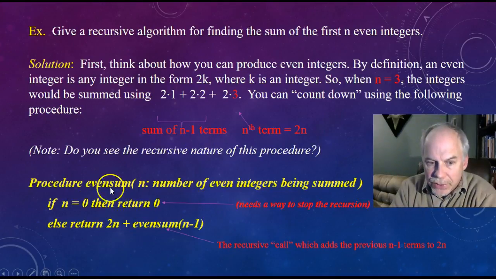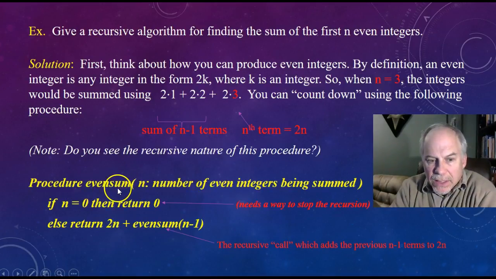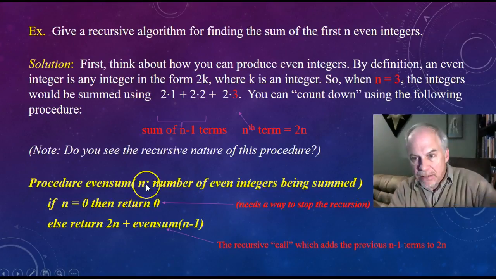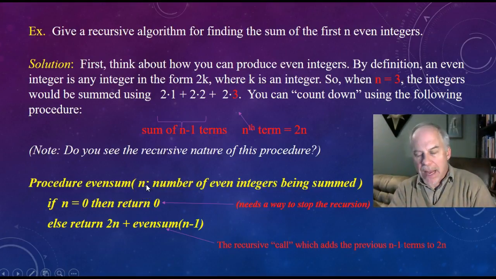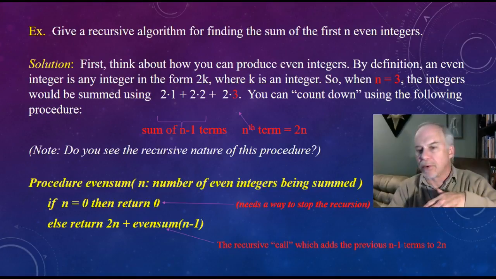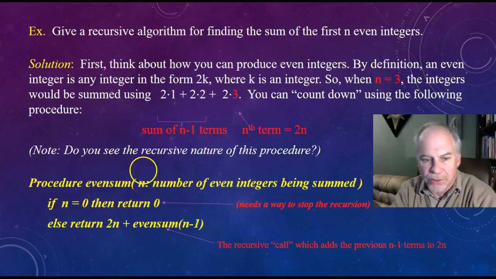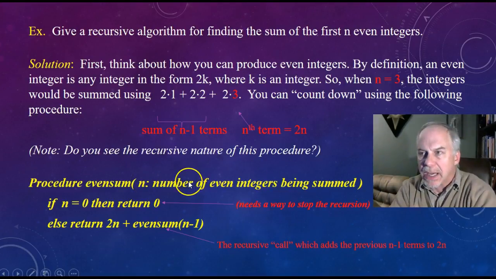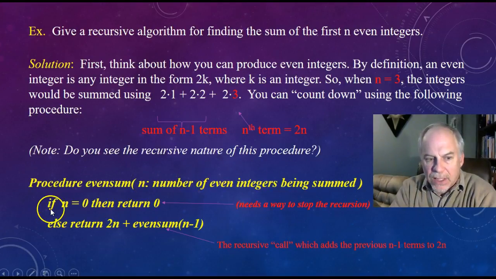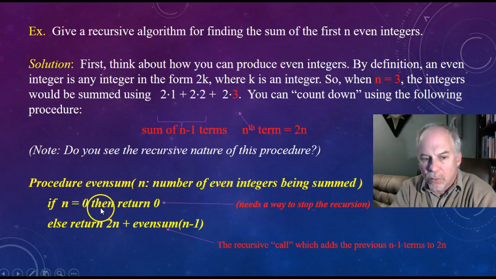And so the recursion algorithm, let's call it even sum, takes as input n, whatever n is, if you want to ask it to produce the sum of the first 7 even integers, or the first 13 even integers, or whatever. So n would be how many you want, okay? And then we're going to stop it when n is 0. So we're going to return 0.